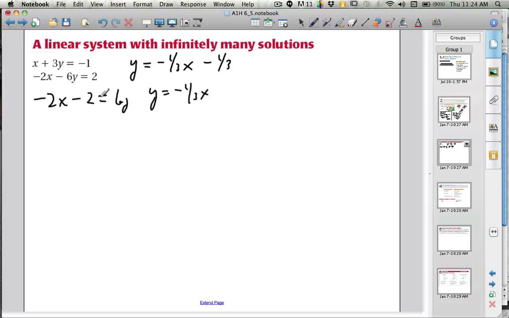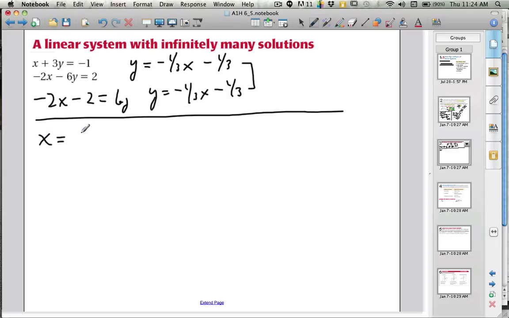And 2 divided by 6 is also 1/3. And you see, when I put them in slope-intercept form, I have the same equation. So that's one way to do it. Another way to do it would be to do substitution.